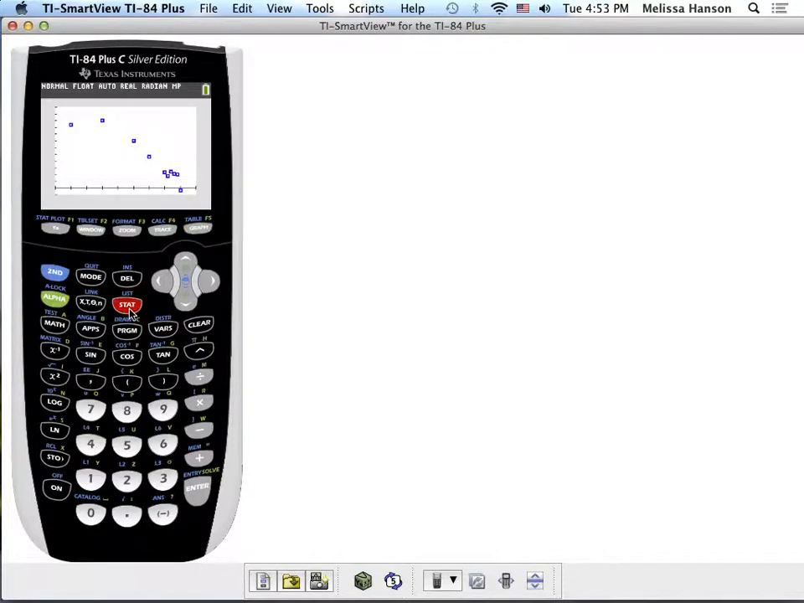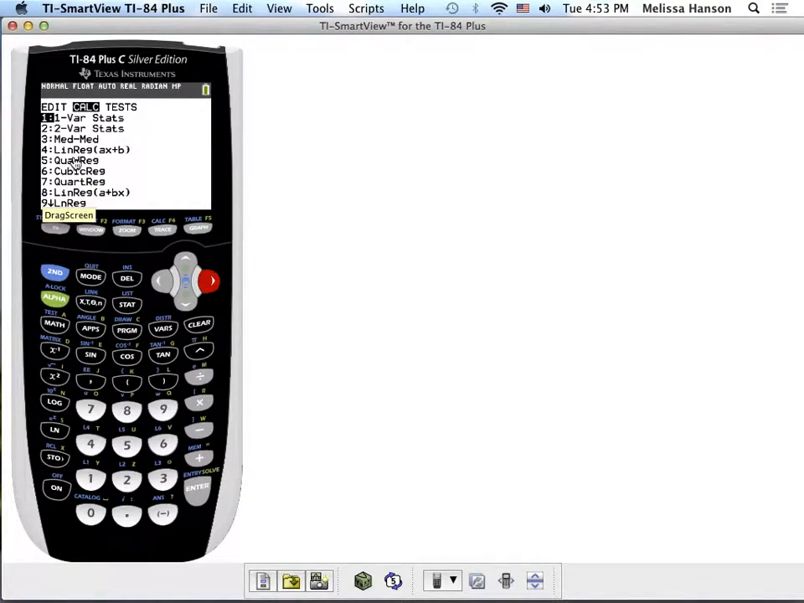I'm going to go to Stat and over to Calc. And this is the same place we calculated our power regression, except I'm not looking for a power function this time. I am looking for a polynomial. And again, my 4 options for polynomial are linear regression, quadratic, cubic, and quartic. So option 4, 5, 6, and 7. Because my graph had only one turning point, I think that this might be a quadratic function. So I'm going to choose option 5.